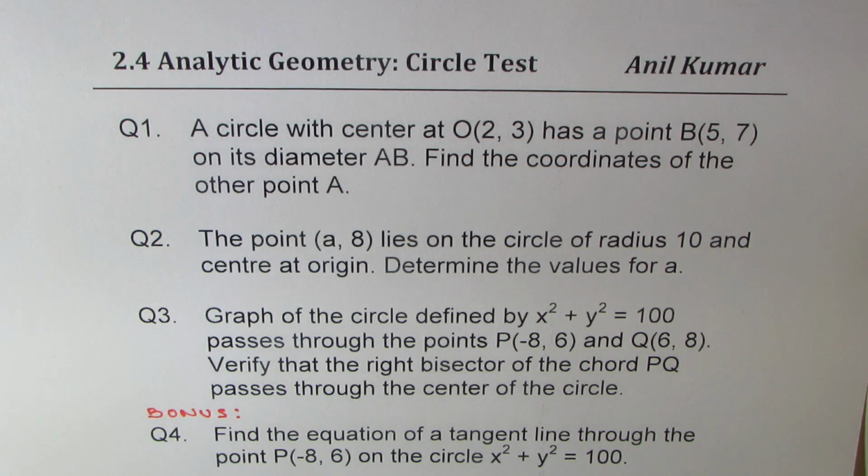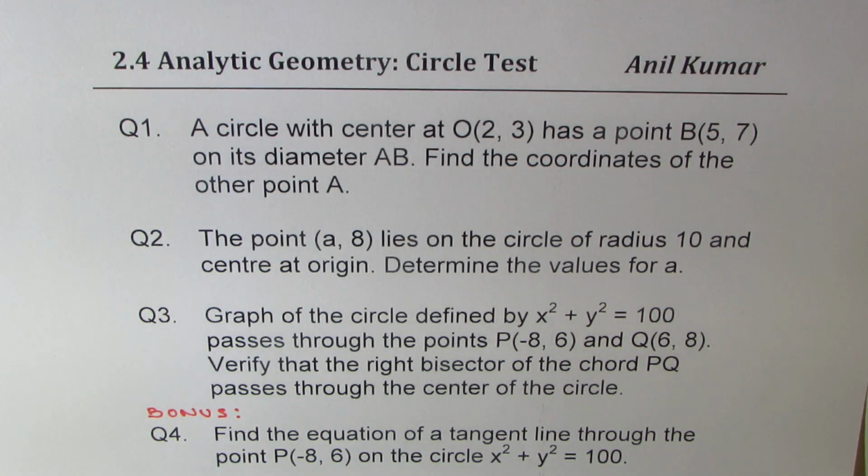The questions here are, question number 1. A circle with center at O(2, 3) has a point B(5, 7) on its diameter AB. Find the coordinates of the other point A. Question number 2. The point A(a, 8) lies on the circle of radius 10 and center at origin. Determine the values for a.